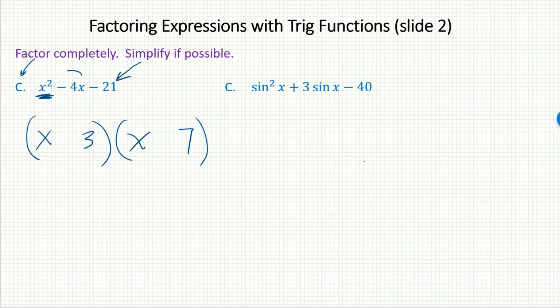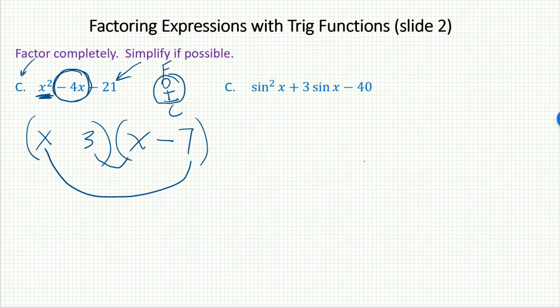But then the middle one is always the key to figuring it out, because the middle term is the one that comes from the OI in the FOIL, the outer and the inner. I need these two, the outer and the inner, to somehow connect and make a minus 4x. Well, I think I can see how to do that here. If I put a minus here, that would give me negative 7x for the outer, and then a plus here would be plus 3x for the inner. Negative 7x plus 3x is negative 4x. Positive 3 times negative 7 is negative 21. And so we've got it. We've figured it out. This is the factored version of that polynomial.